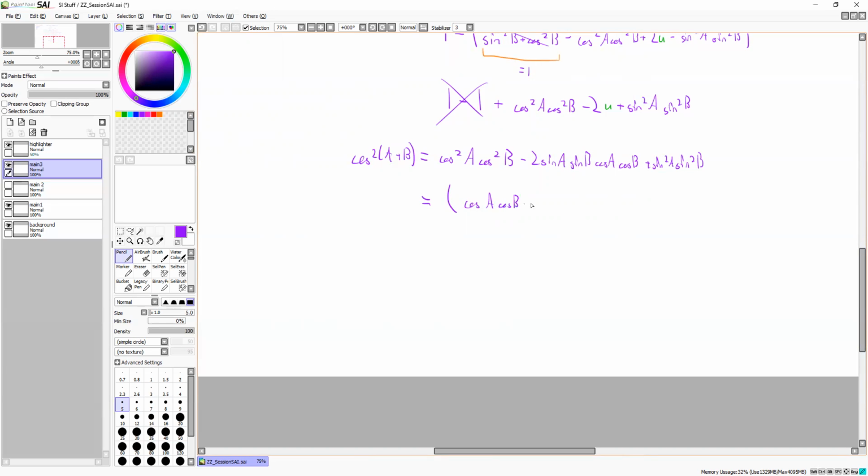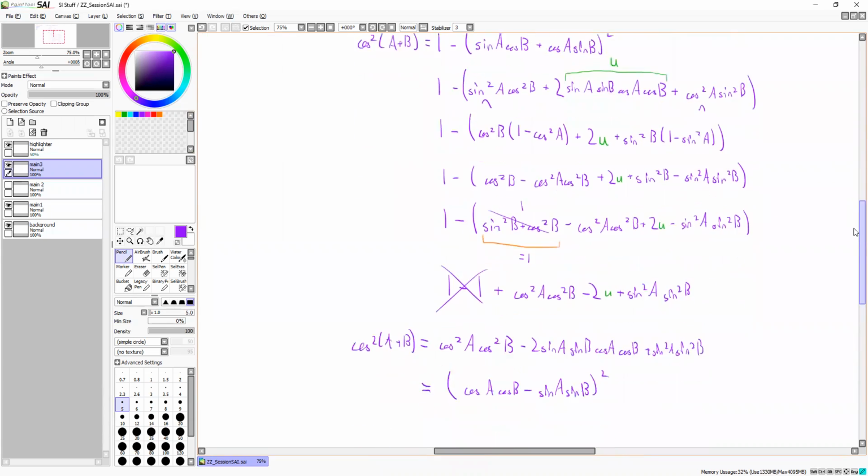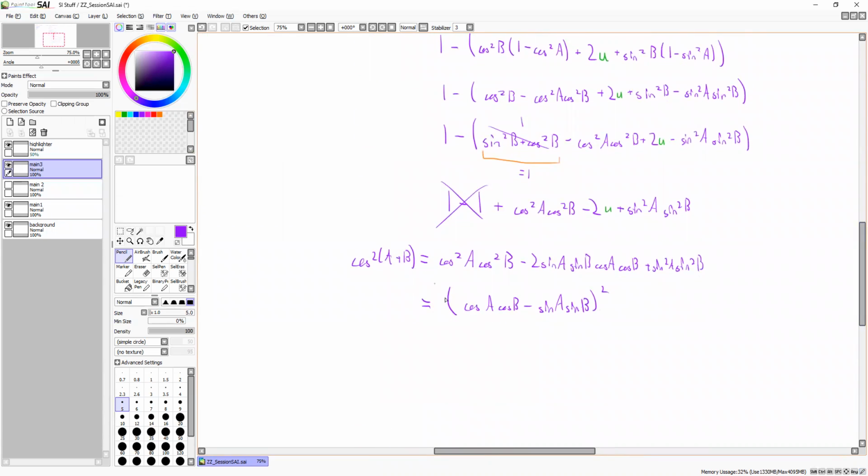Cosine of A, cosine of B, minus the sine of A, sine of B, squared. If you don't believe me, remember way back here when I factored this out and I got this? Well, we can do the same thing here. So if I would get two of these, the cosine of A and the cosine of B multiplied by itself, we're going to get this term. The sine of A times sine of B times itself, we're going to get this term. And it does have a negative on it, but a negative times a negative is a positive, so it's going to end up being positive.